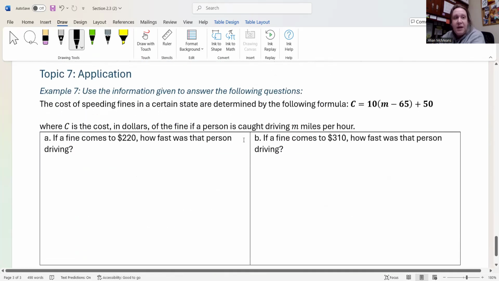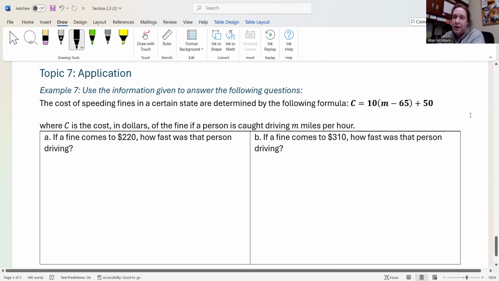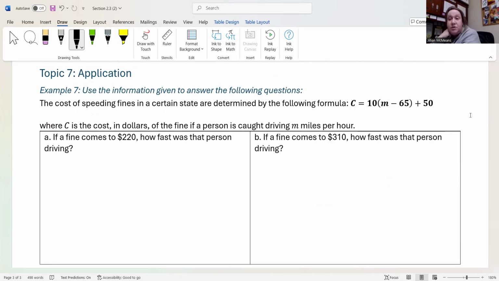Okay? Finally, we have just an application problem. So generally in math, when you see the word application, think like word problem. Okay, so here it says use the information given to answer the following questions. Well, the information given to us is that the cost of speeding fines in a certain state are determined by the formula C equals 10 times, in parentheses, M minus 65 plus 50. And it then goes on to tell us C is the cost of the fine in dollars, okay? And then M is the miles per hour that the driver was driving. So C is the cost in dollars of the fine if a person is caught driving M miles per hour.